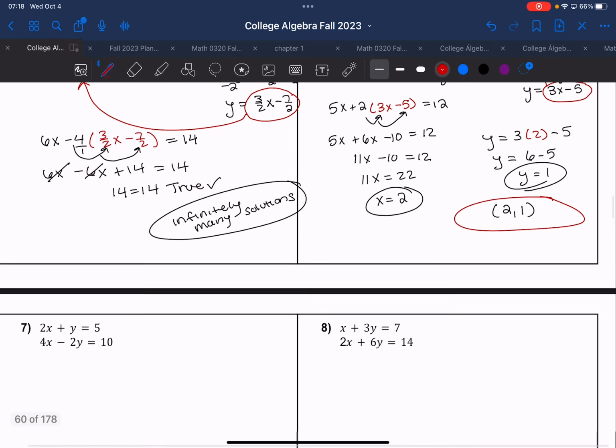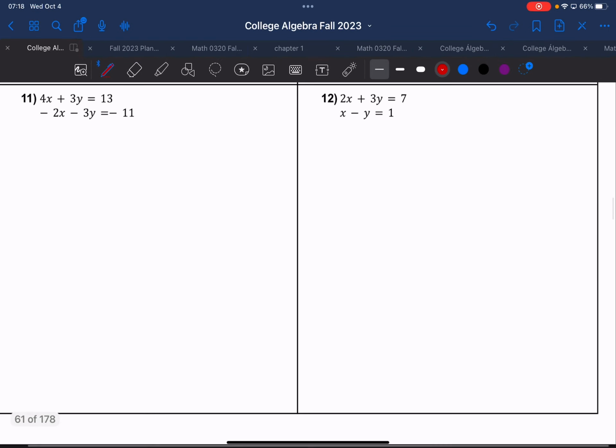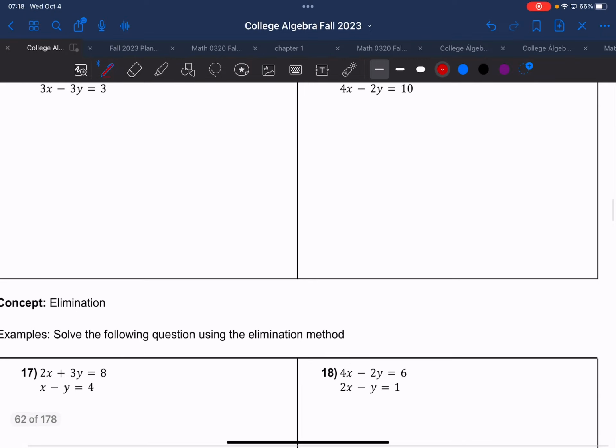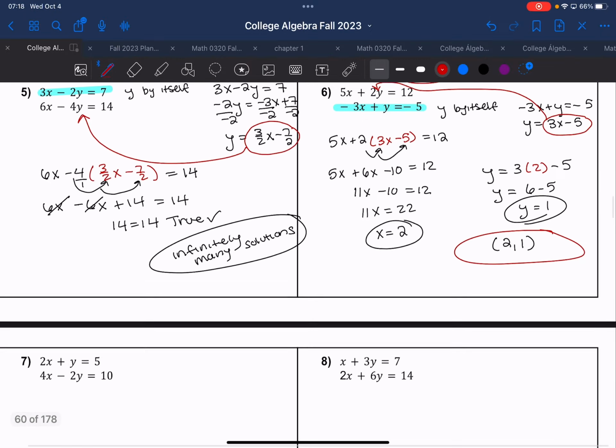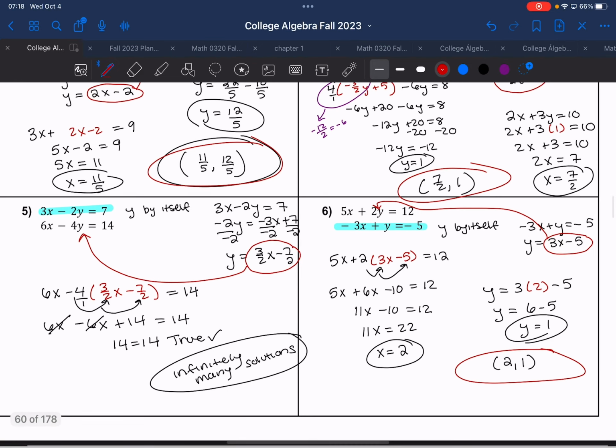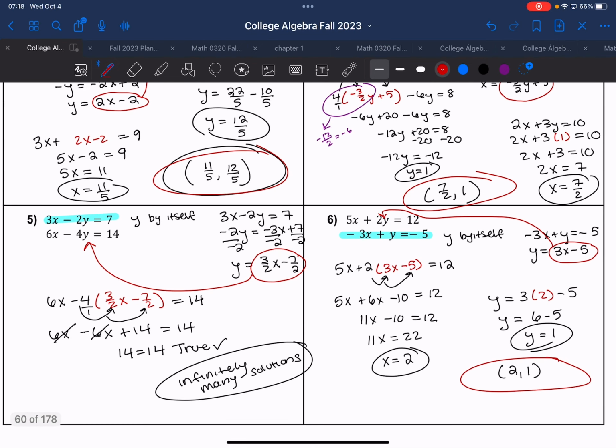Okay. Let me see how many more I have. So truthfully, after we find one of the variables, we have 3 different choices that we could choose from to plug in that y, or that x, sorry, or vice versa. Whatever variable, you'll always get the same answer no matter which one you plug it into.